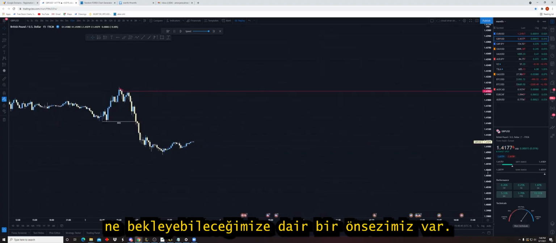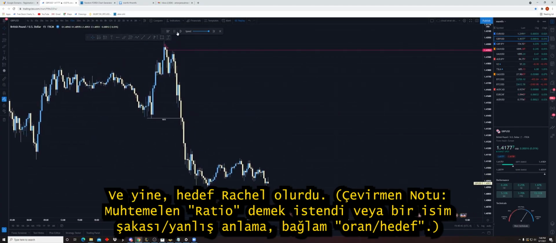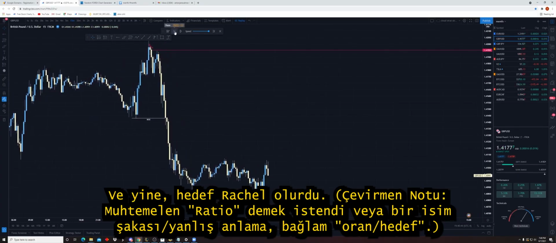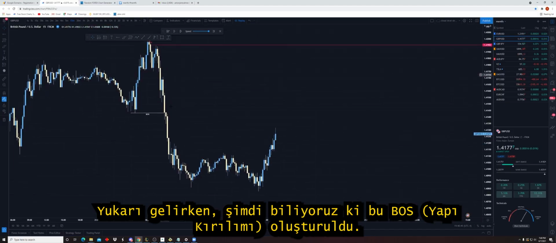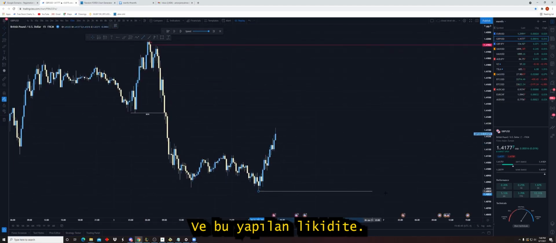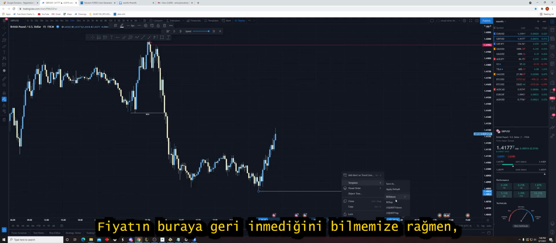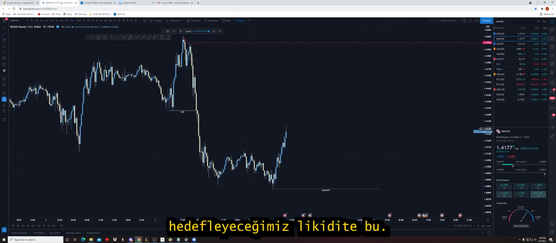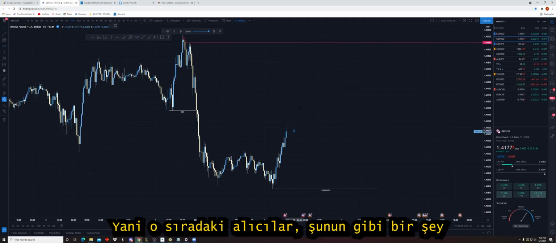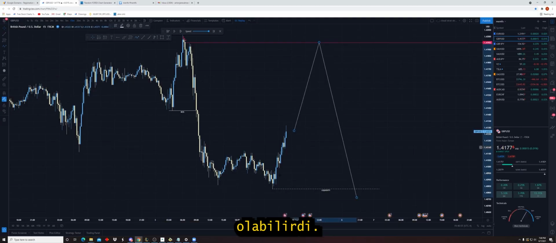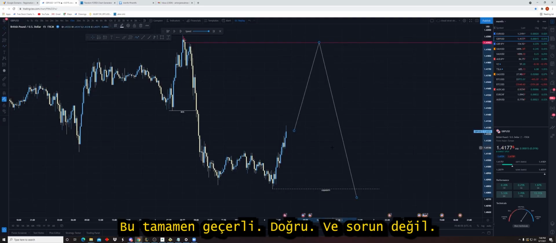So now we can take a look about how it hits it, right? And again, the target would be, right? So as it comes up, we now know that this BOS was created and this is the liquidity that was made. Even though we know price does not make it back down here, this is the liquidity we would target. So the bias at the time could be something along the lines of this right here. That's perfectly valid, right? And it's fine.